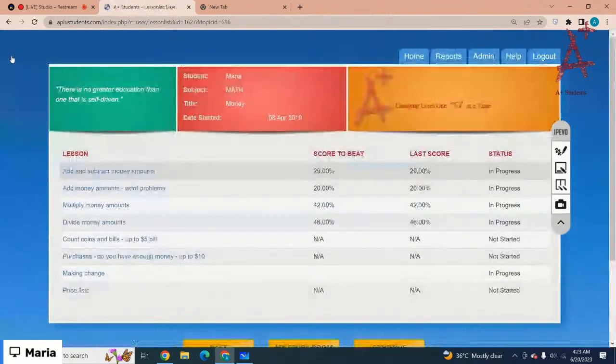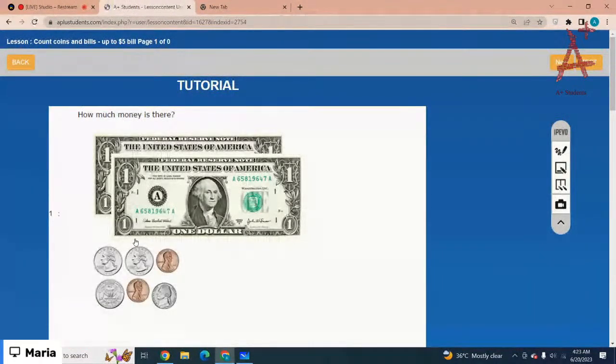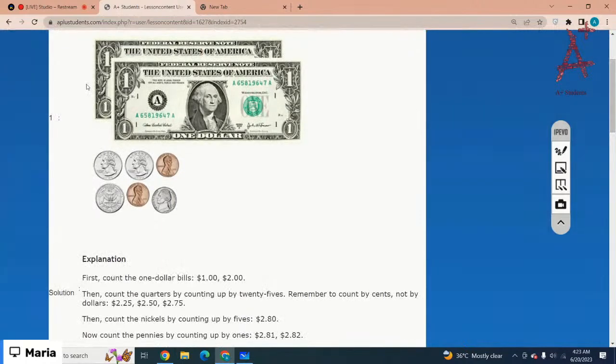And the next lesson is count coins and bills up to $5. So we are going to count the money. We're going to learn how we count the money. Got it? How much money is there? You can see you have two notes, $1 each. You can see here one. That means they are $2. Got it?